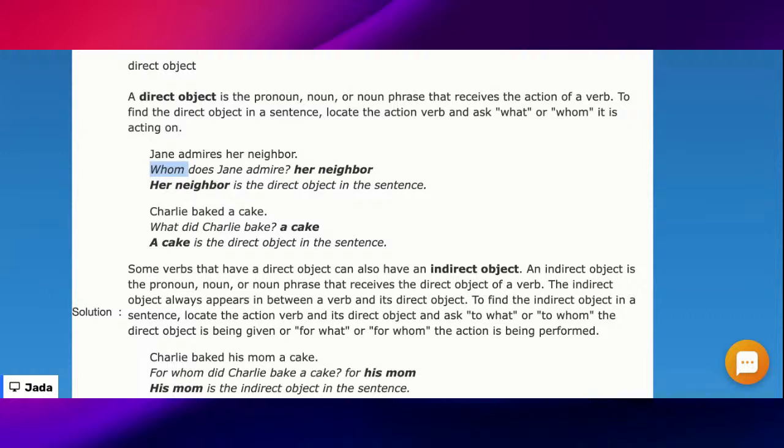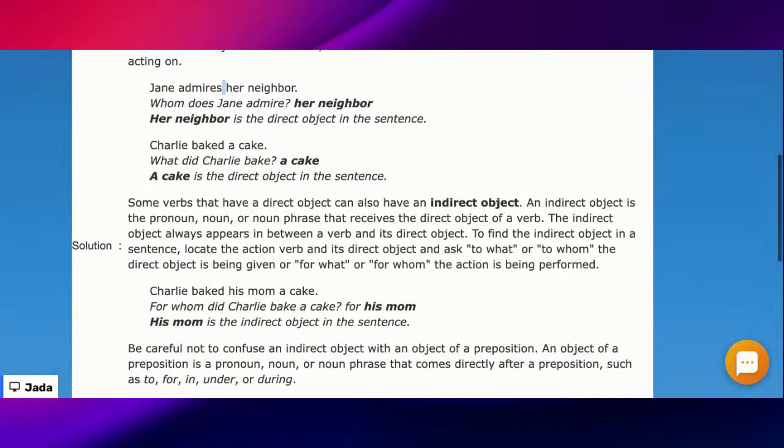So it's very easy. You just have to first identify the action verb and then you say, what is it acting on, or whom is it acting on? And you can find the direct object. So just like this, Jane admires her neighbor. Admire is the action verb, and then whom does Jane admire? Her neighbor. So her neighbor is the direct object in the sentence.